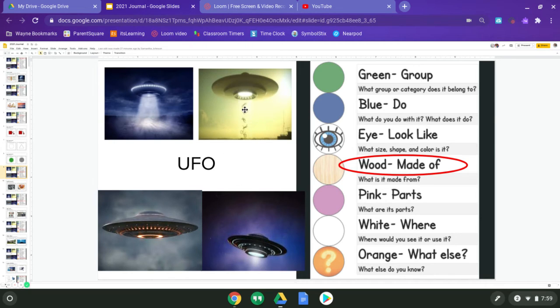We know that UFOs are kind of like a plane. What is a plane made out of? Would it be made out of the same thing? Is it made of cotton candy? Is it made of plastic? Think about that as you answer our question.